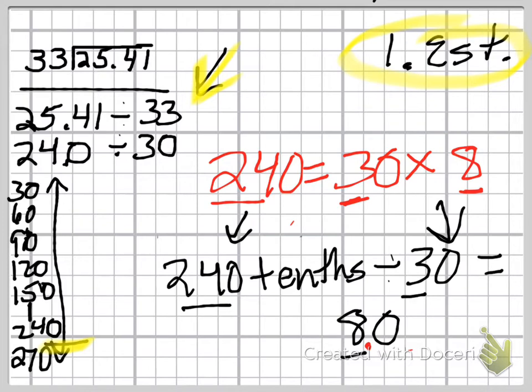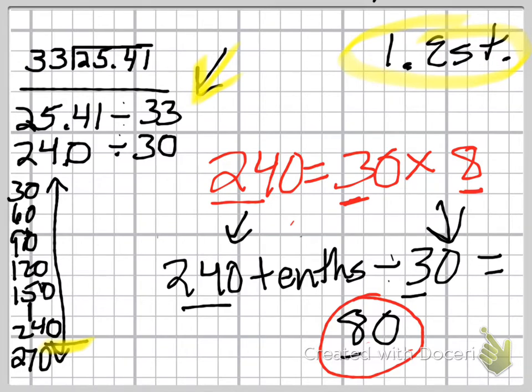Now that we've estimated, we know that our quotient should be close to 8 tenths. That's not right. Oh, look what I was saying. I was calling this 80 tenths. This is not 80 tenths. This is 8. 80 tenths looks like this. No, it doesn't.